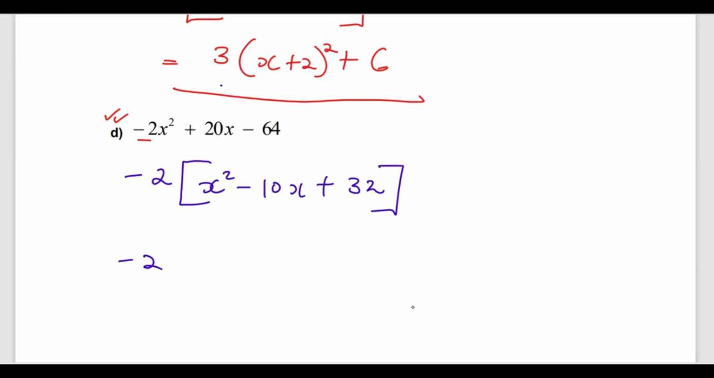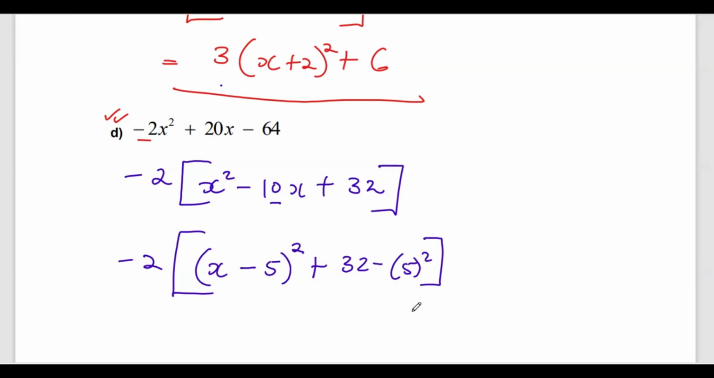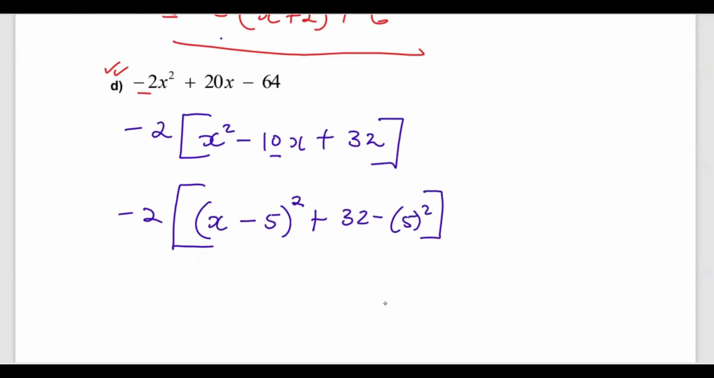All right, the negative 2 into, we open the curly bracket, so that's going to be x. A half of 10 is a 5, keep the sign, we square that. Then plus, that's going to be 32 minus, that's going to be 5 squared. We close that. Then we shall have our negative 2, open brackets, x minus 5 squared. What is 32 minus 25? That should give us something like a 7 positive.